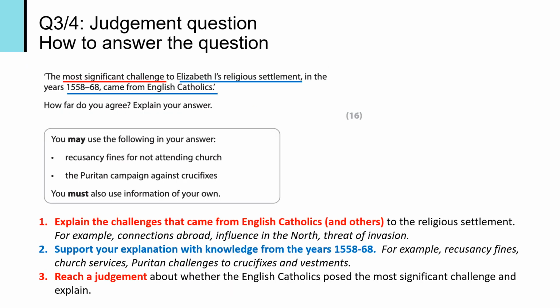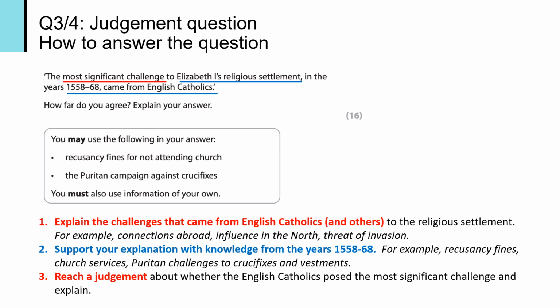Let's return to our question from the early Elizabethan England paper. The most significant challenge to Elizabeth I's religious settlement in the years 1558 to 68 came from English Catholics. There is not one way of approaching an answer, but try to include these 3 things.